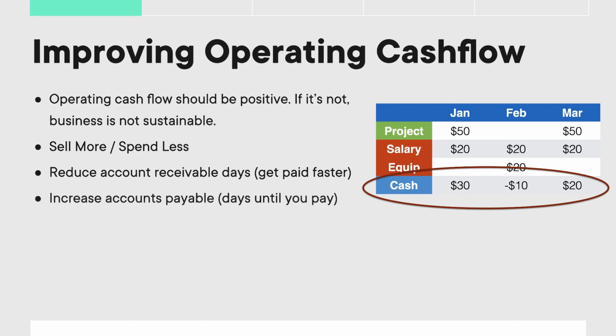The next thing that we can do is increase what's called accounts payable, which means how many days until we pay. Okay, so in some places it's acceptable to pay what's called net 30, which means that you're getting something and paying for it 30 days later. Or another way of putting this is paying with payments. Imagine you're buying a computer and you're getting it on 12 payments.